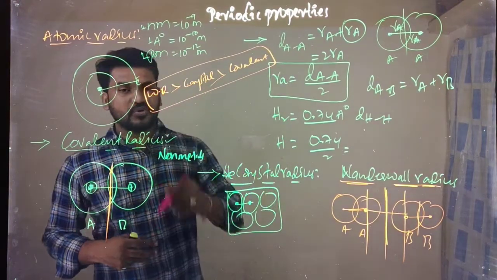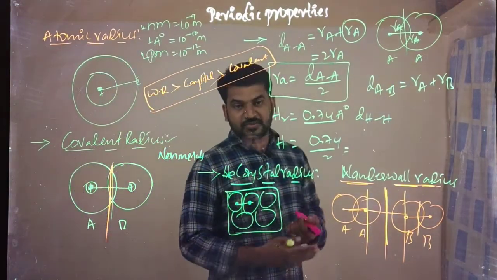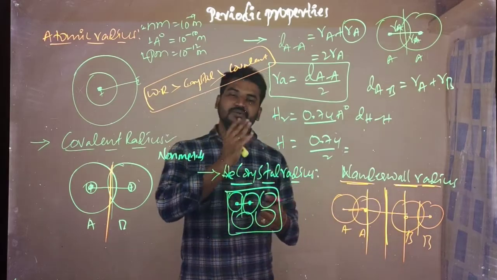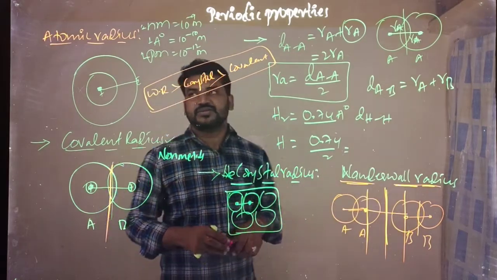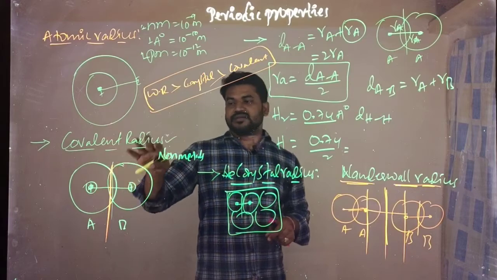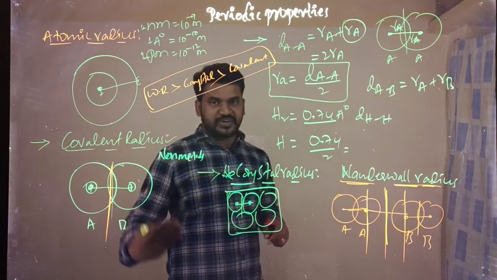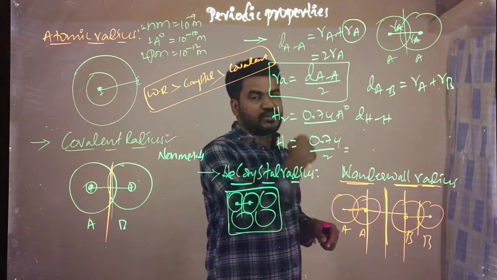Which is having the more radius? Van der Waals radius is more compared to crystal, and crystal is more compared to covalent. Right? So these are the types of atomic radius: covalent radius, crystal radius and van der Waals radius.